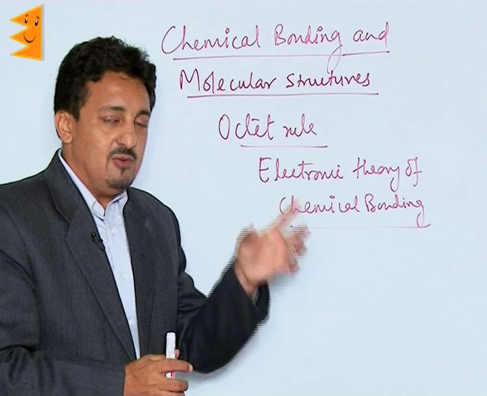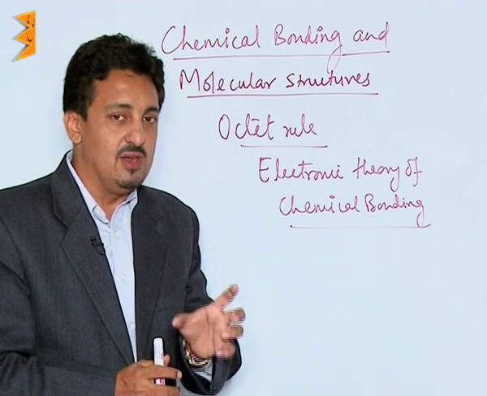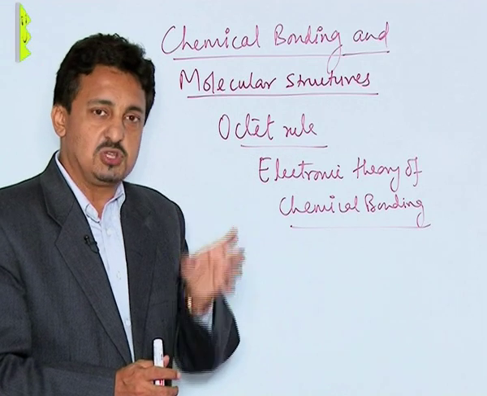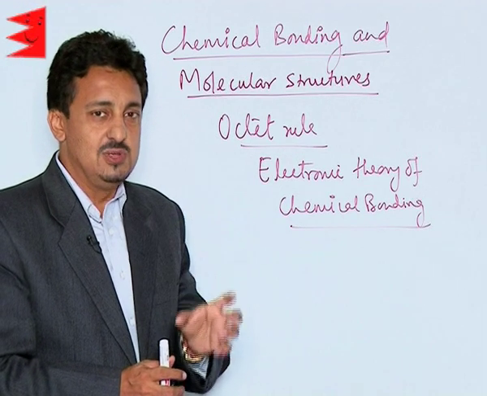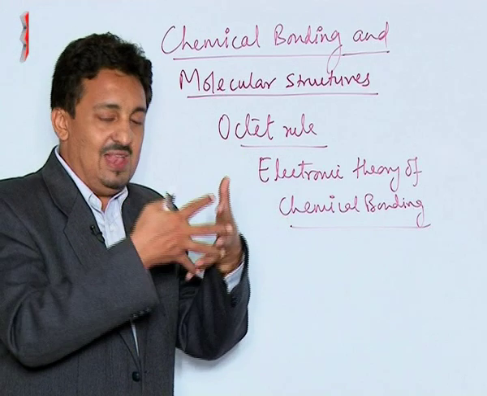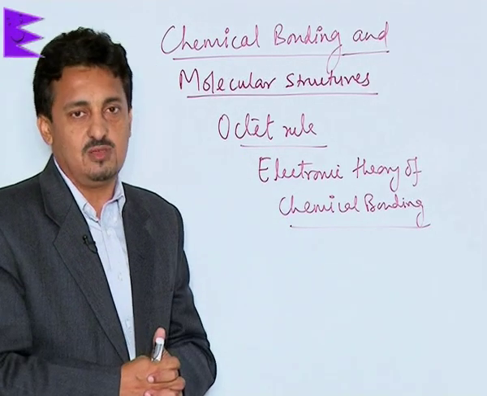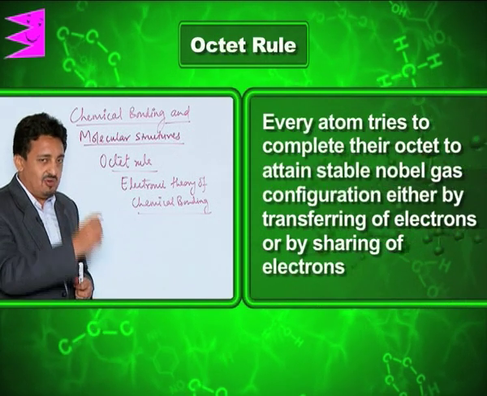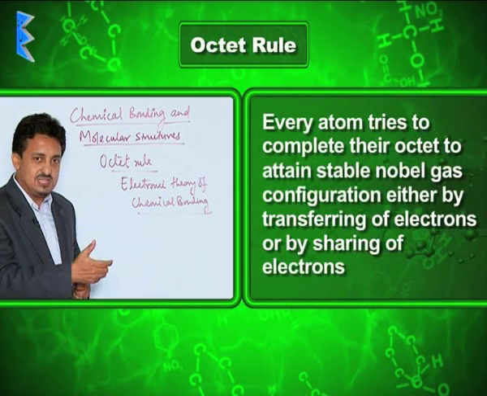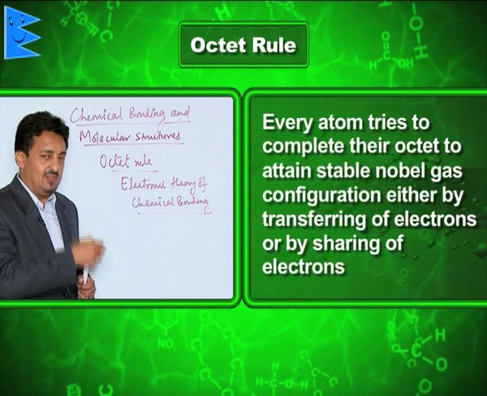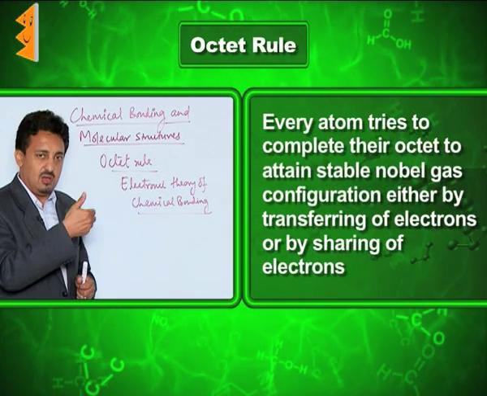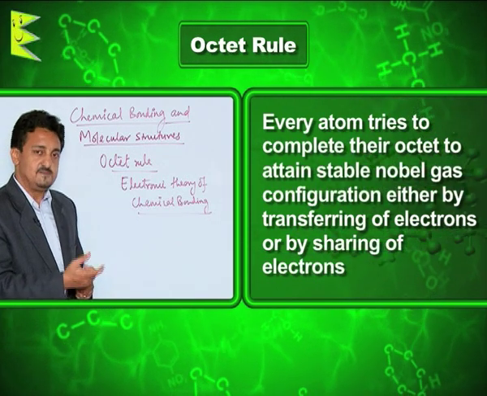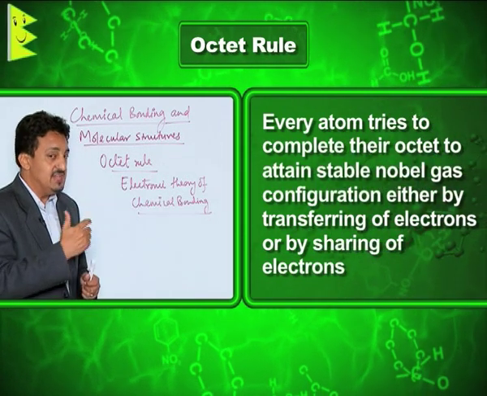His study was carried forward by Langmuir, and then Lewis and Langmuir together explained the formation of many covalent molecules by showing how the electrons are shared in these molecules. So what is the basis of the octet rule? Every atom is trying to have its octet complete. Every atom is trying to attain a stable noble gas configuration either by transferring of electrons or by sharing of electrons.